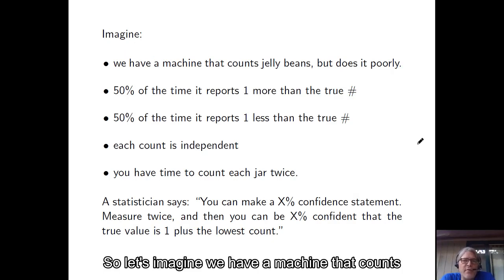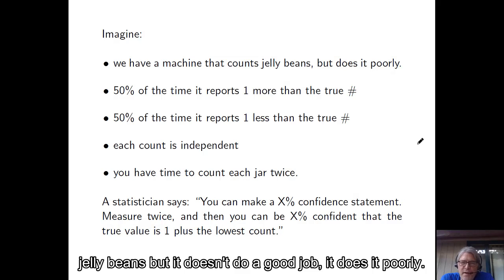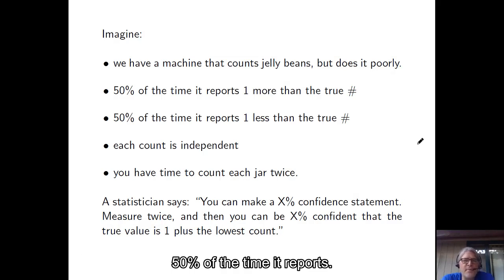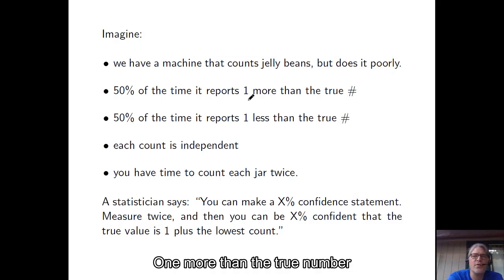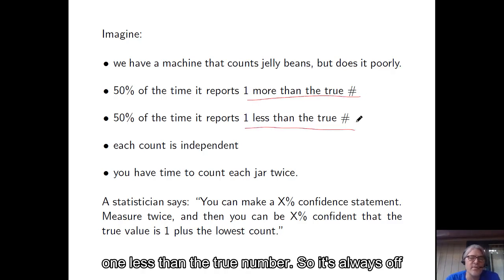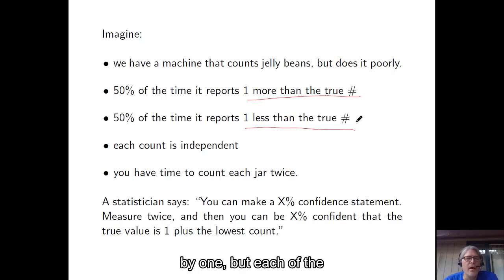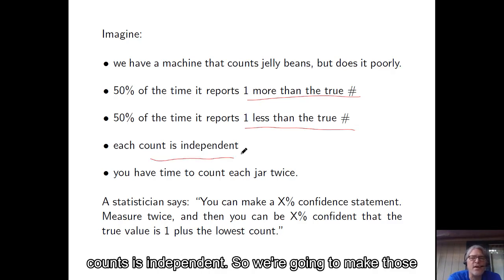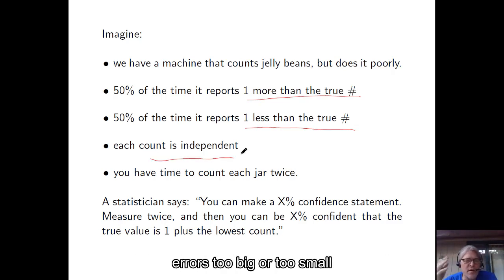So let's imagine we have a machine that counts jelly beans, but it doesn't do a good job. It does it poorly. 50% of the time, it reports one more than the true number, and 50% of the time, it reports one less than the true number. So it's always off by one. But each of the counts is independent, so we're going to make those errors too big or too small independently each time.